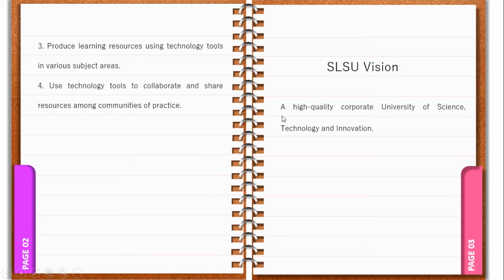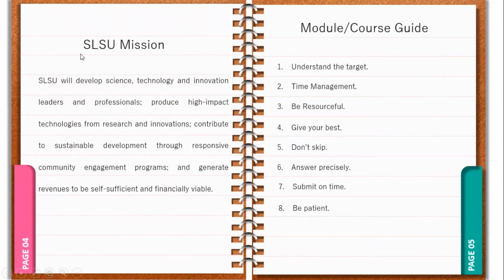And here is our SLSU vision: a high-quality corporate university of science, technology, and innovation. And our SLSU mission: SLSU will develop science, technology, and innovation leaders and professionals, produce high-impact technologies from research and innovations, contribute to sustainable development through responsive community engagement programs, and generate revenues to be self-sufficient and financially viable.